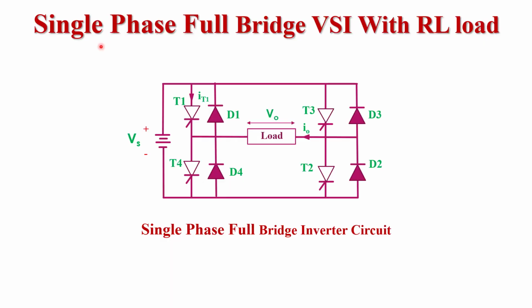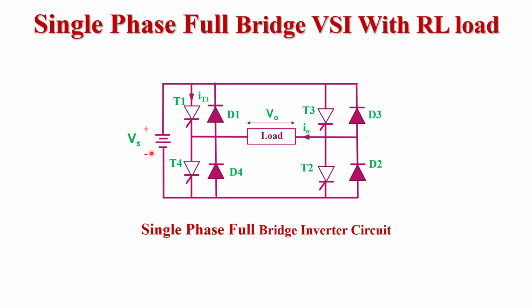Here we study the single phase full bridge voltage source inverter with RL load. This is the circuit diagram of the single phase full bridge inverter. It consists of 4 thyristors T1, T2, T3 and T4 and 4 feedback diodes D1, D2, D3 and D4. Every diode is connected in anti-parallel with a thyristor: D1 with T1, D2 with T2, D3 with T3, and D4 with T4.